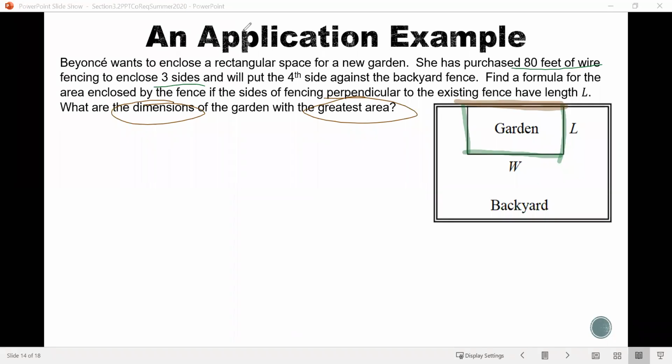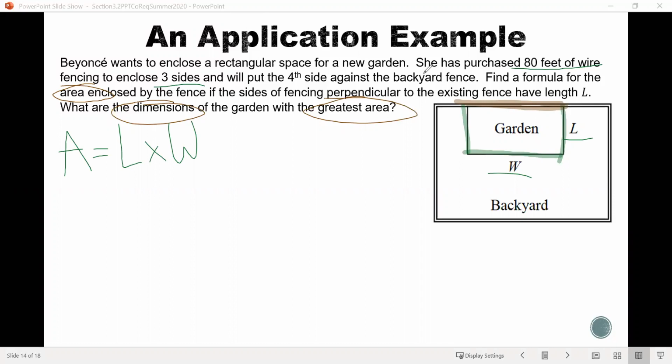So lots of things going on with this. So let's first of all talk about, since we're trying to maximize the dimensions, oh, and here it says to find a formula for the area. Let's do that. So how do we find the area of a rectangular shape? All right, that's given by length times width. All right, so we see our length and our width over here.